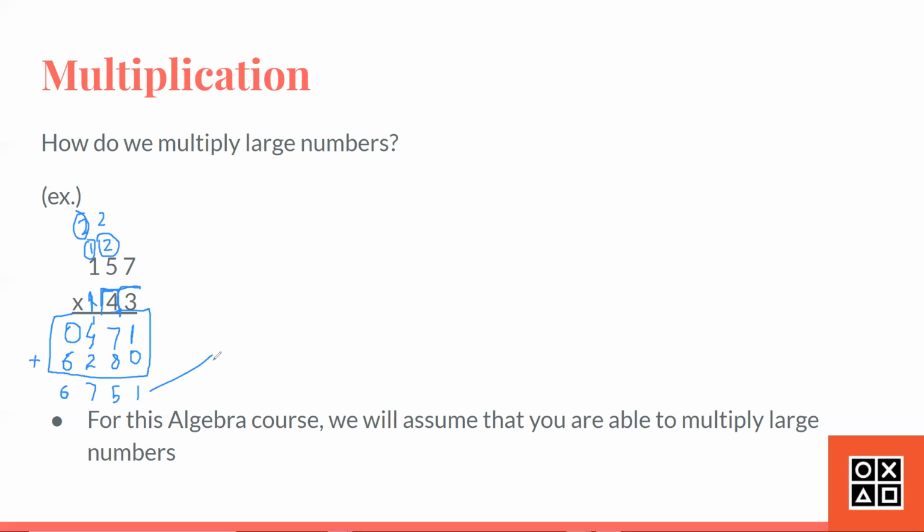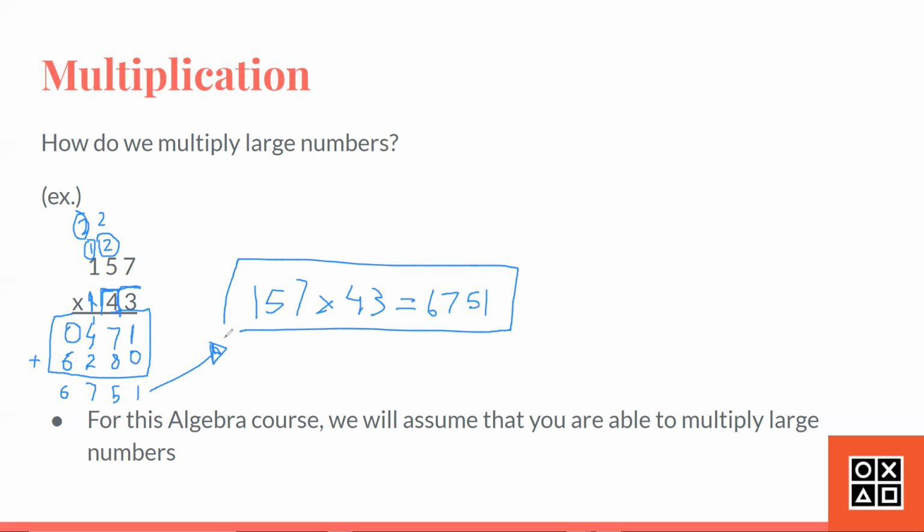So our final answer would be 157 times 43 equals 6,751. Just to stay clear and concise, we will be assuming from here on that you can multiply large quantities like this.